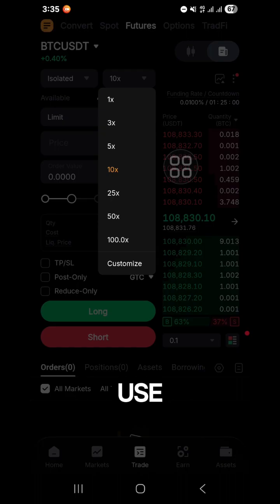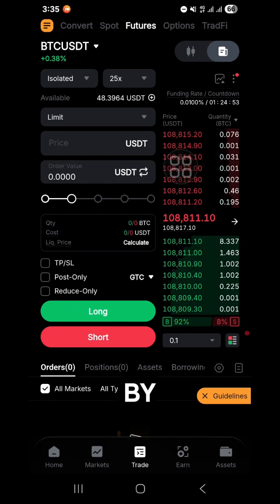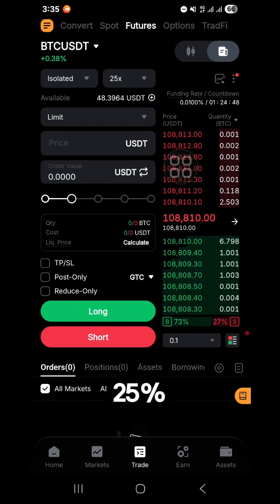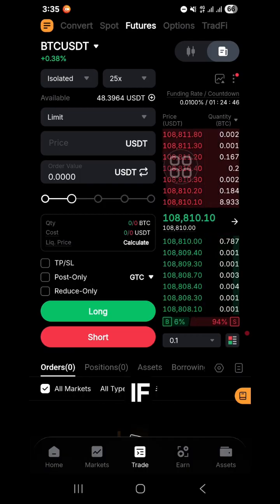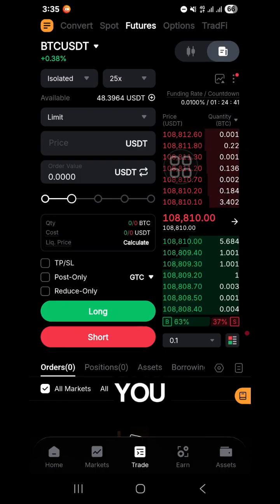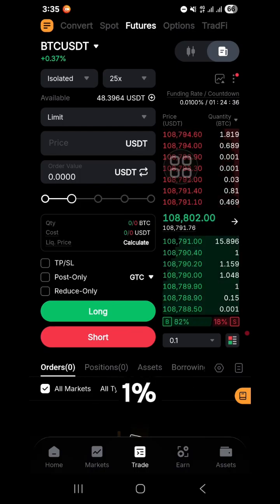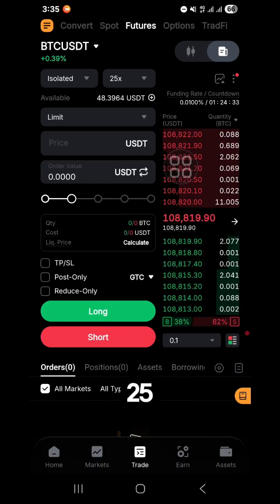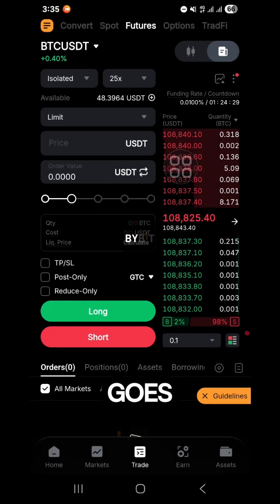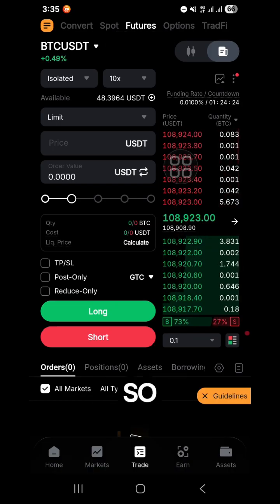If I use 25x leverage and I predict that Bitcoin is going to go up, if it goes up by just 1%, I'm going to make 25 times 1, which is 25% profit. Also, if you predict that Bitcoin is going to go up and Bitcoin goes against you, if you use 25x leverage and Bitcoin goes against you by 1%, you're going to lose 25%. And if you use 10x leverage and the price goes against you, you're going to lose 10 times, that's 10% of your capital. So that's what it simply means.